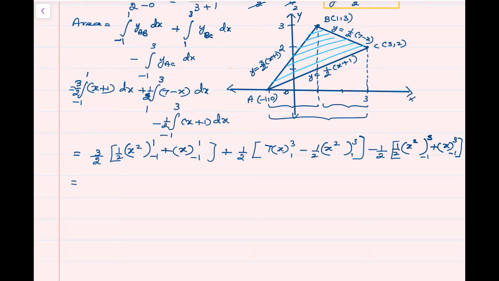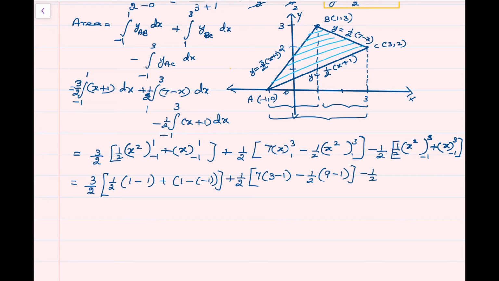Now, let us apply the limits. 3 by 2 times half into upper limit minus lower limit. Lower limit is -1 the whole square, which is 1. Upper limit minus of -1, plus half into 7 times 3 minus 1, minus half 3 square 9 minus 1, half into 3 square 9 minus of -1 the whole square is 1 and 3 minus of -1.